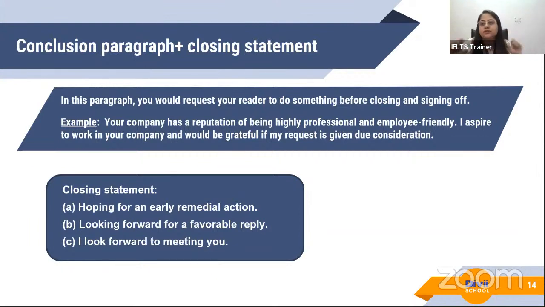So that curiosity, that urgency at the last can be written in the conclusion paragraph. In this paragraph, you would request your reader to do something before closing and signing off, obviously.